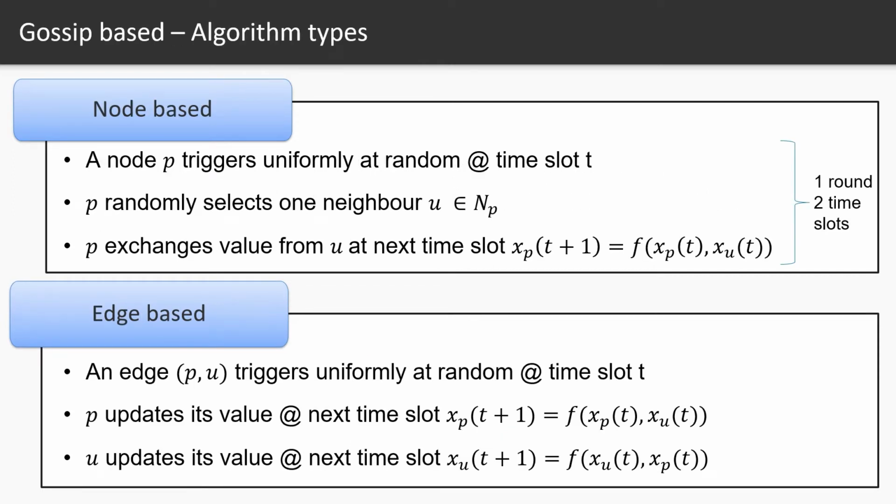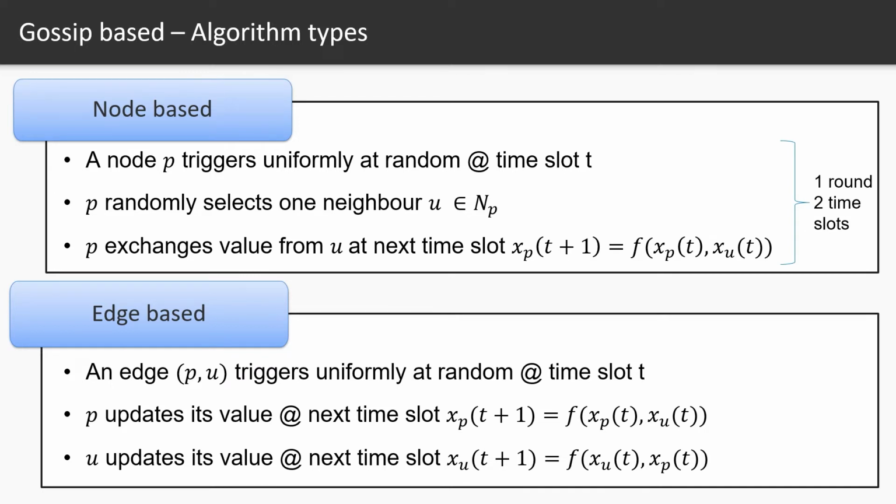So we have two further types of algorithms under this category. The first one is node based and the second one is edge based. The only difference is that in the node based, a node is triggered uniformly at random, whereas in edge based, an edge pu is triggered uniformly at random.